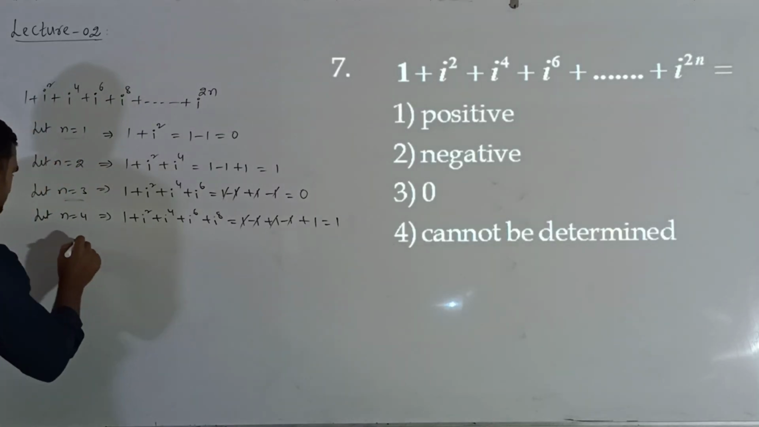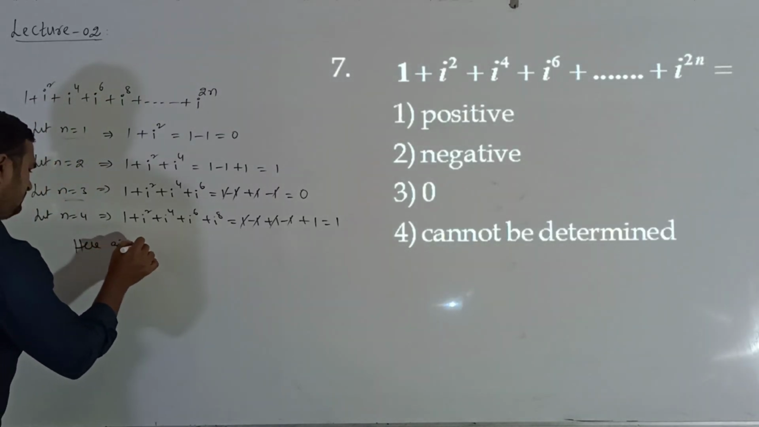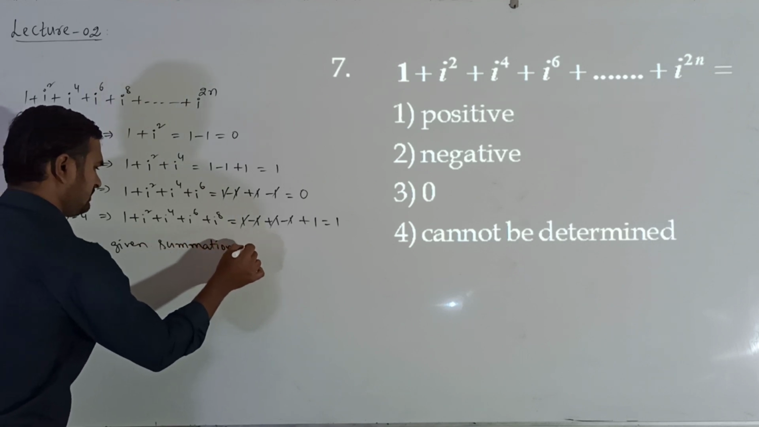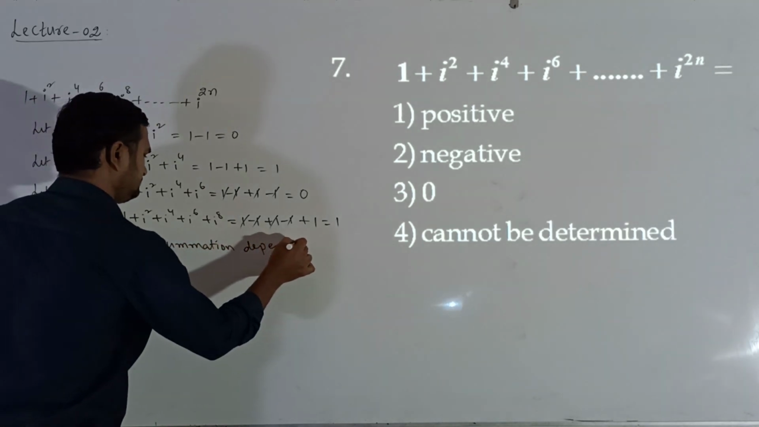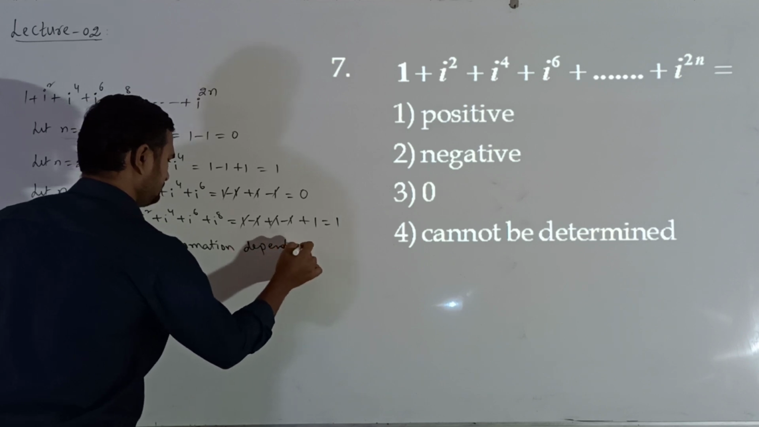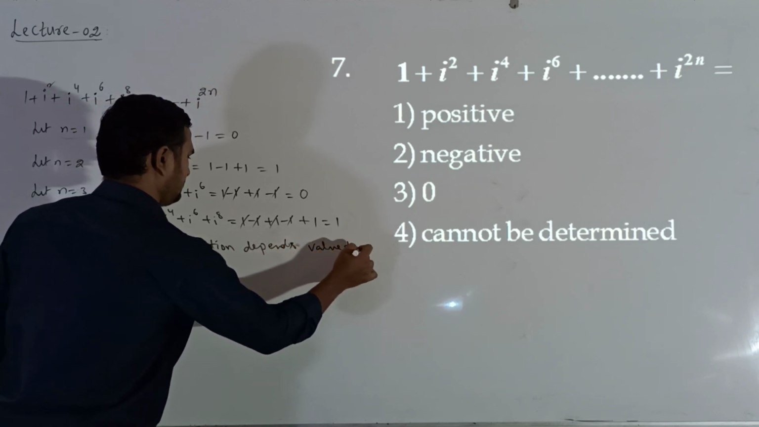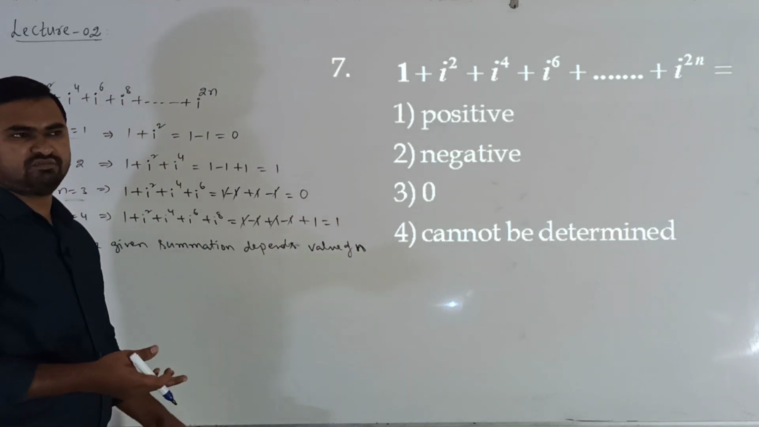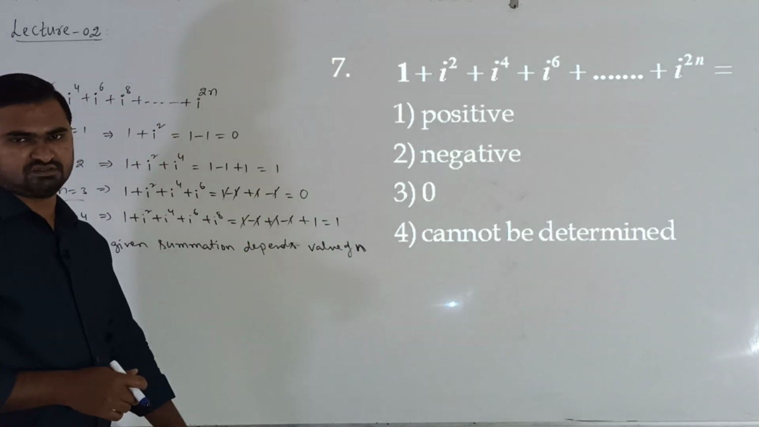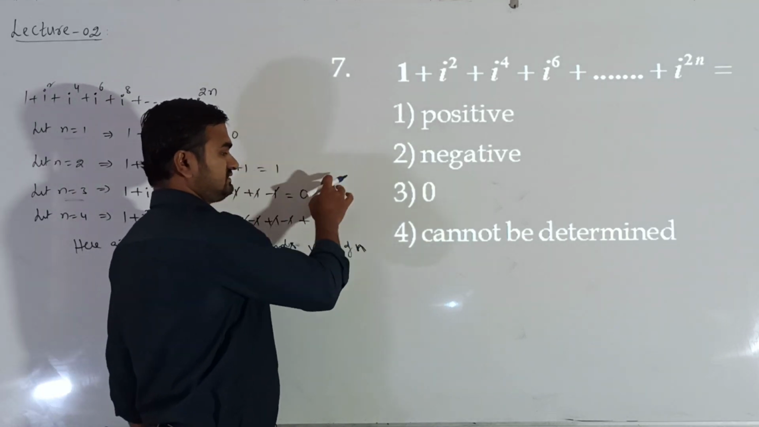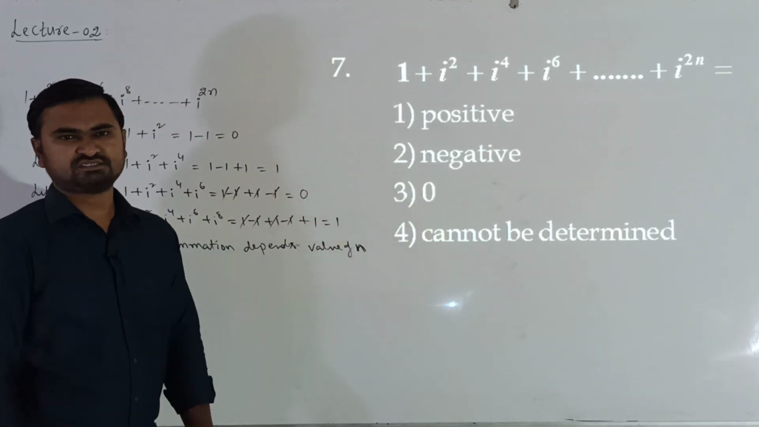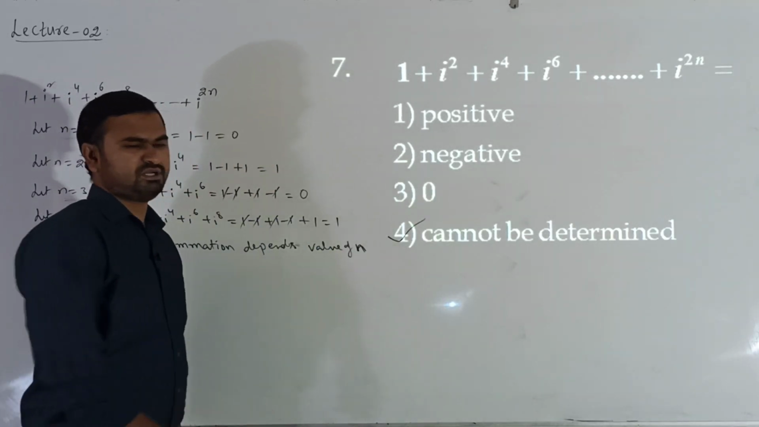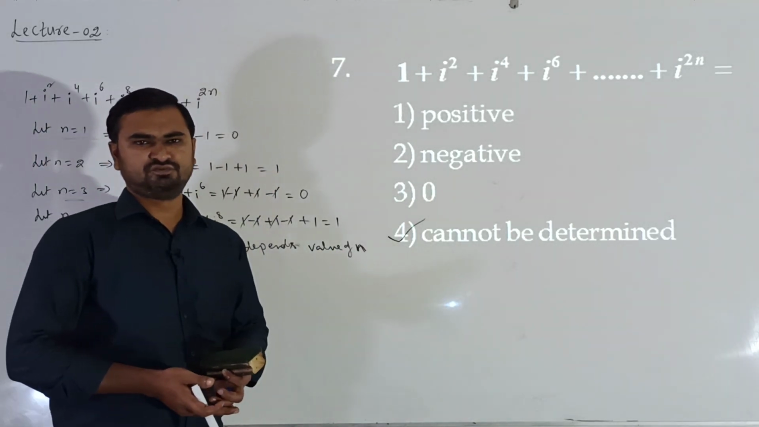So here the given summation depends on the value of n. So depending on the n value, we can have the answer as 0 or 1. So can we say that the answer is always 0? We cannot say. Can we say the answer is always 1? We cannot say. So here the answer cannot be determined until we know the value of n.